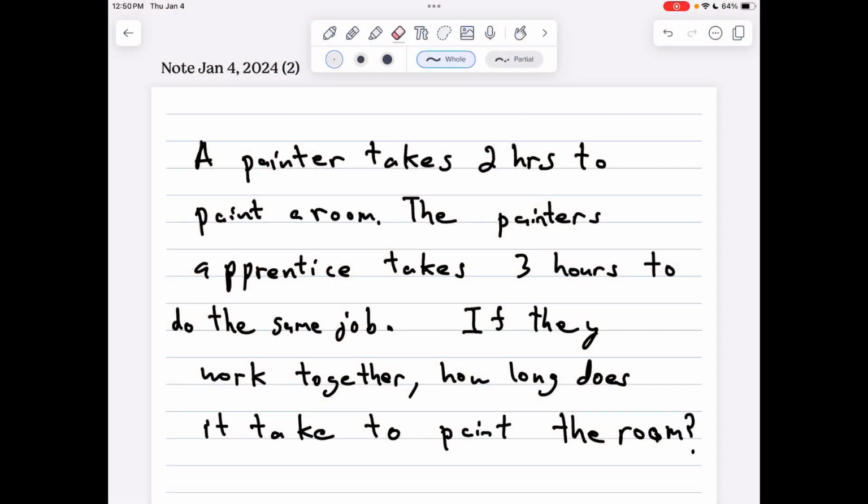All right, hello everyone. So we have an algebra problem today involving rates. It's a word problem, and we have a painter who takes 2 hours to paint a room. The painter's apprentice takes 3 hours to do the same job. They work together. How long does it take to paint the room?